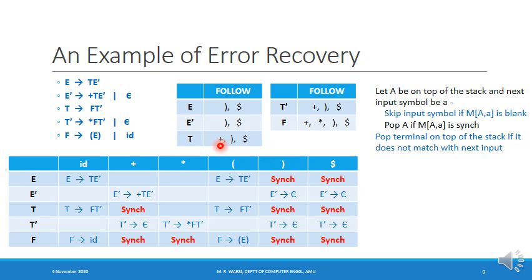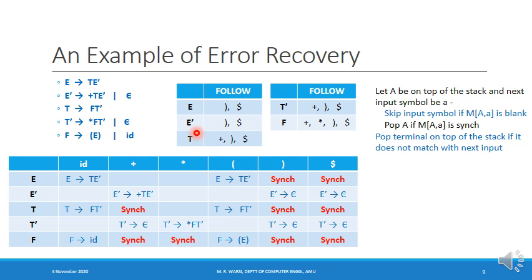Similarly, these three symbols are synchronizing tokens for the variable capital T. So they are marked as sync in the predictive parsing table, plus right parenthesis and dollar. We'll come back to E dash and the variable T dash a bit later. For the variable capital F, these are synchronizing tokens and they are marked in the predictive parsing table as sync. These entries are marked as sync.